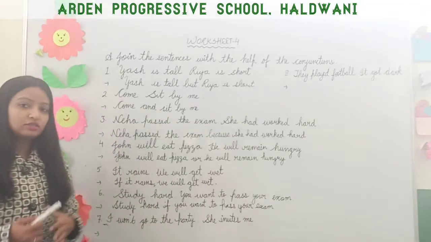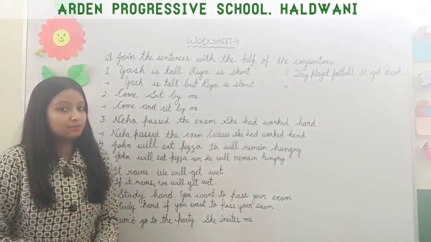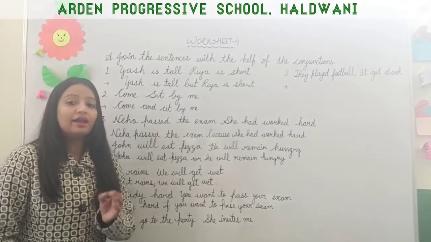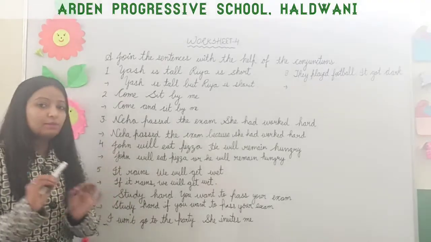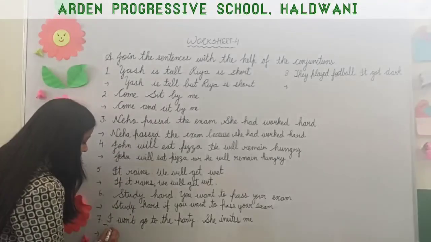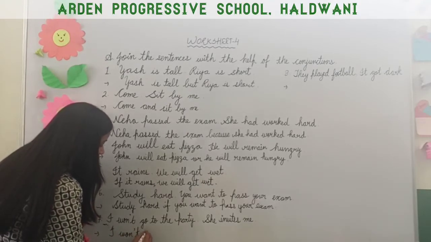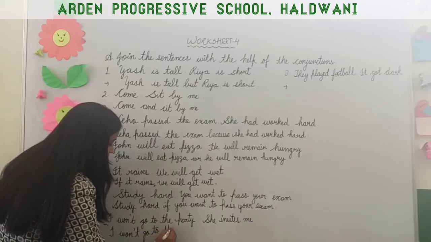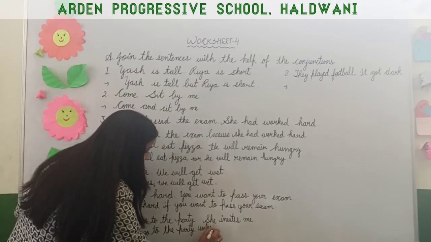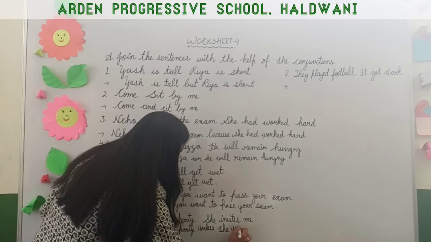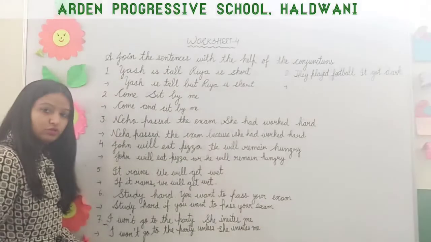So in such a case, when we have decided something to do, but an exception could change the plan, then we use unless, because the meaning of unless is except if. So let us join the sentences. I won't go to the party unless she invites me.